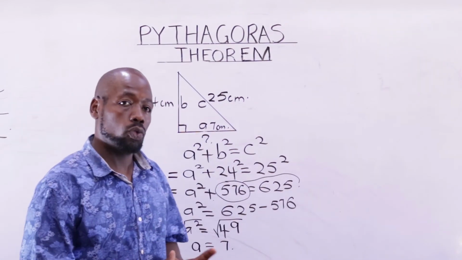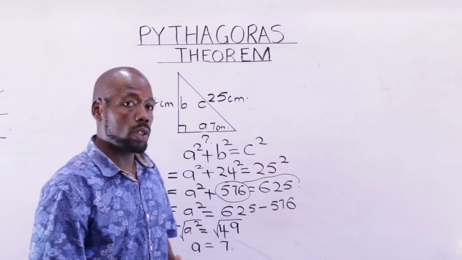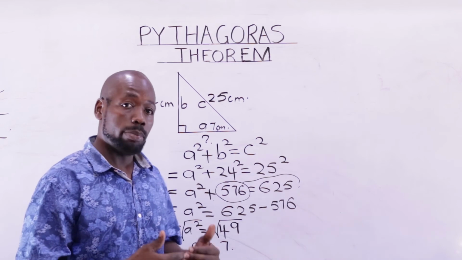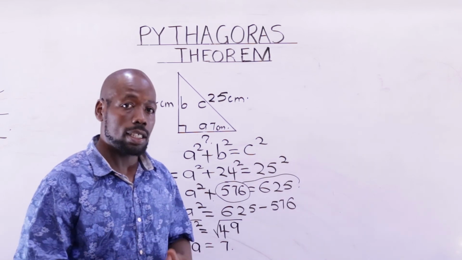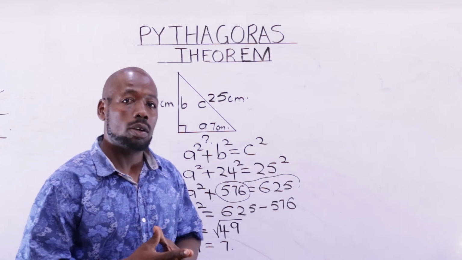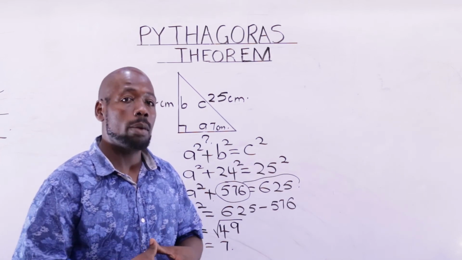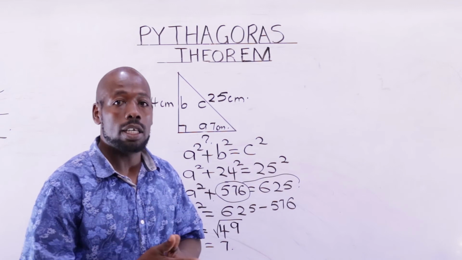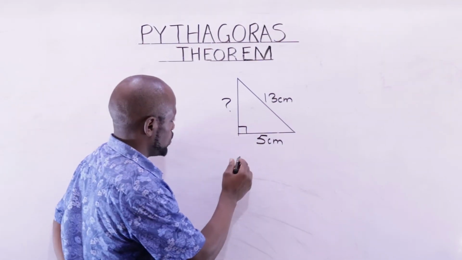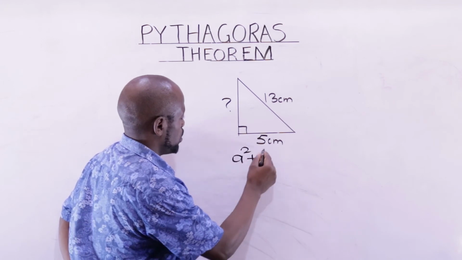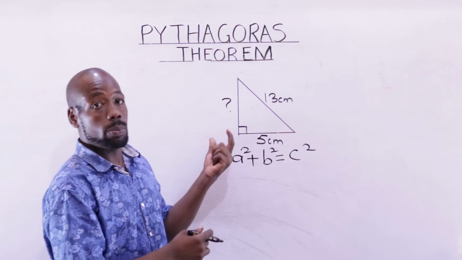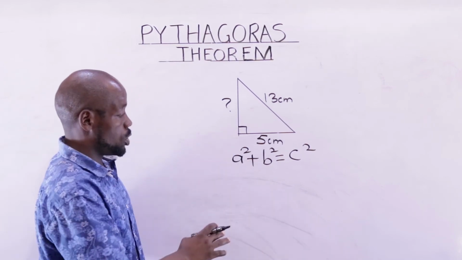Now we have looked at two examples. The first one, we are supposed to get the longer side. The second example here, we have been discussing how to get the base. And now let's look at the last example, where we'll discuss how to get the height of a right-angled triangle when you have the hypotenuse and the base. So our first step, we are going to write down A squared plus B squared, which is C squared. So in this case, we are supposed to get the height, so we'll do the substitution.